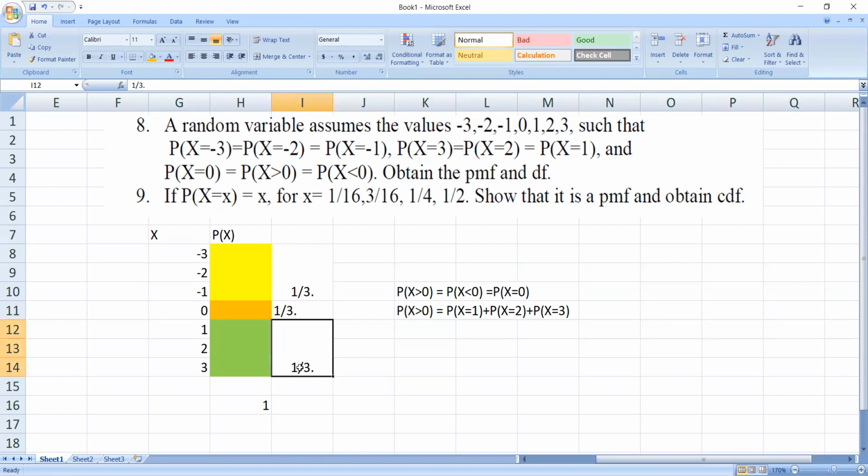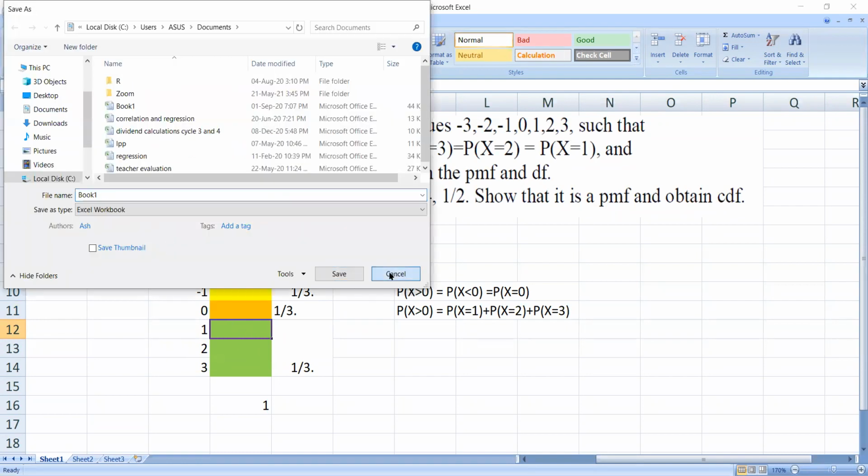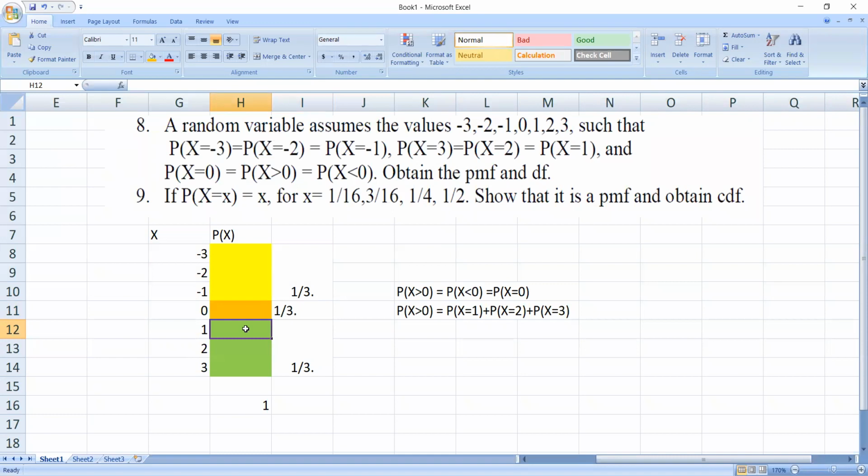But now when I look into this 1 by 3, that is total for 1, 2 and 3. So each of this 1 by 3 now has to be further divided into 3 cases. So 1 divided by 3 divided by 3 becomes 1 divided by 9. So this is 1 divided by 9. This is 1 divided by 9. And this is 1 divided by 9.